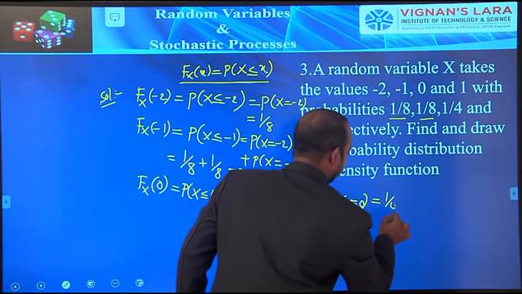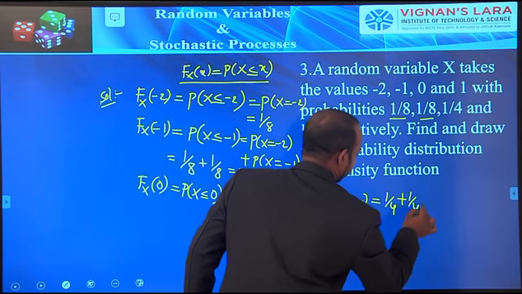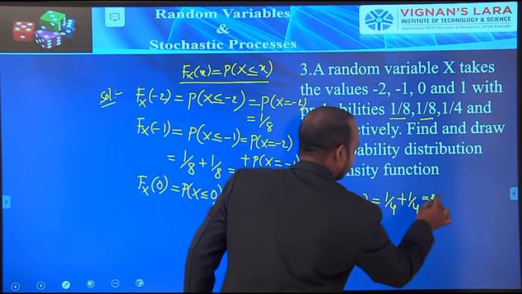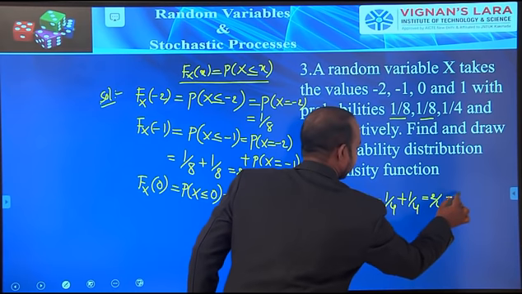So 1 by 4 plus 1 by 4. The quantity is 2 by 4. The value is 1 by 2.